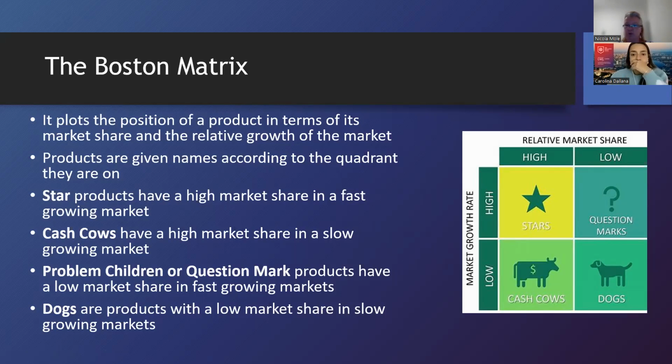Question marks, Apple TV, it hasn't been so successful. Obviously, Netflix is a strong competitor. If we keep considering Apple, the iPhone, it's the star. It's got a high market growth rate and a high relative market share. The dog is the iPod. It just hasn't been that successful, and there are other products on the market.